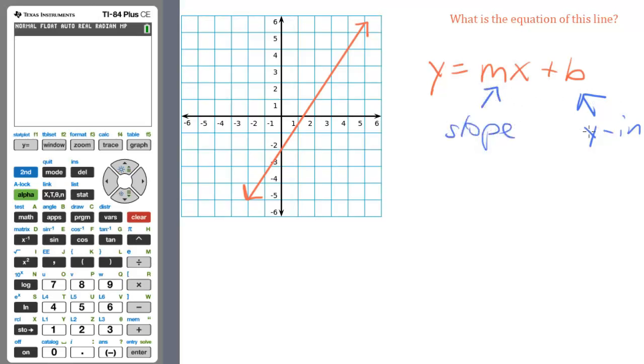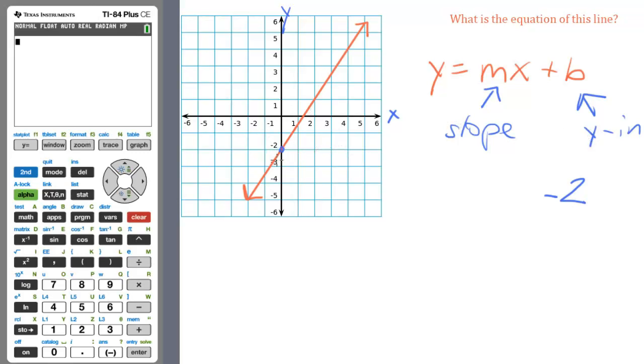Okay, so first things first, let's look at the y-intercept. Where does this graph cross the y-axis? This is x, and this is the y-axis. So we have x and y. Where does this graph cross the y-axis? This graph crosses the y-axis at -2. So we know this value at the end is going to be -2. It crosses the y-axis here at -2.